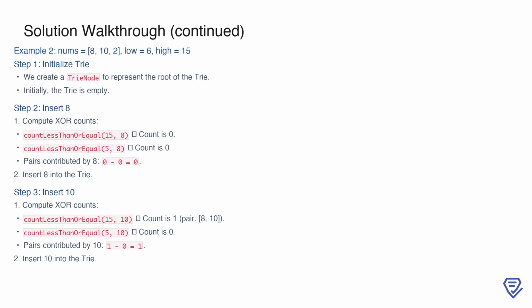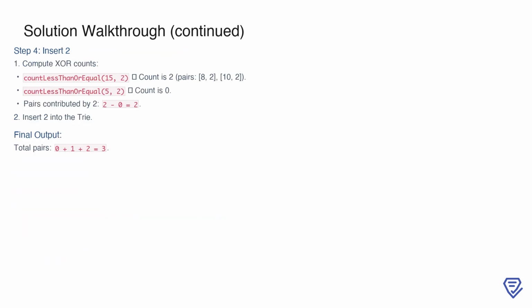The count of numbers in the tree that yield an XOR result less than or equal to 15 with 10 is 1, corresponding to the pair 8, 10. The count for XOR results less than or equal to 5 with 10 is 0. Subtracting these counts, we find that 10 contributes one valid pair. We then insert 10 into the tree, updating nodes and counts as we traverse its binary representation. The final number in this example is 2.